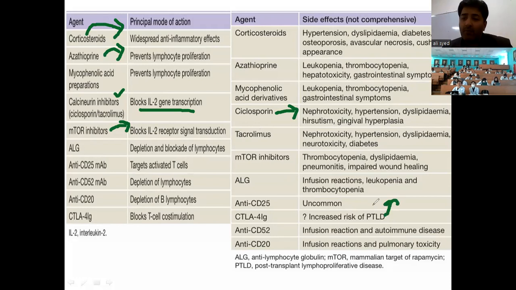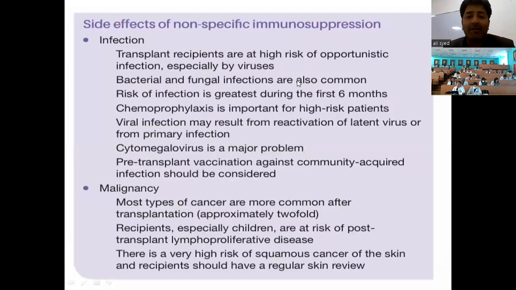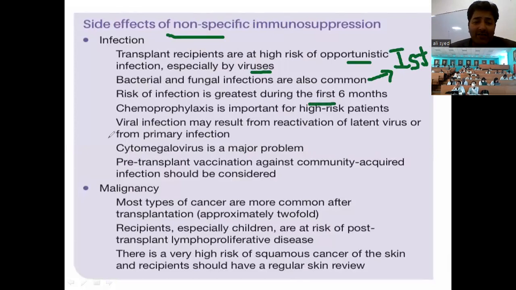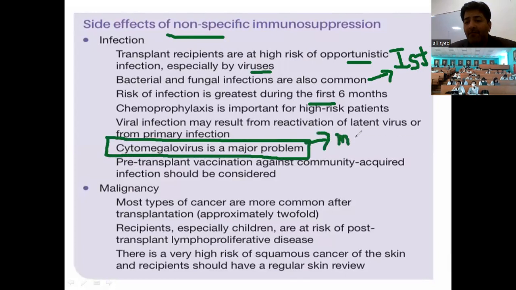post-transplant lymphoproliferative disease. This PTLD is caused by a virus known as Epstein-Barr virus, EBV. So these are the side effects of immunosuppressive agents. Side effects of non-specific immunosuppression include infections from opportunistic organisms, especially viral, bacterial and fungal. These are common in the first month. The risk of infection is greatest during the first 6 months. Viral infection, see here, cytomegalovirus infection is the most common infection seen after transplantation.